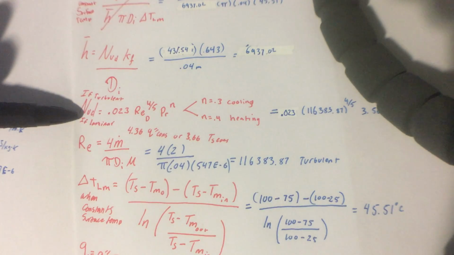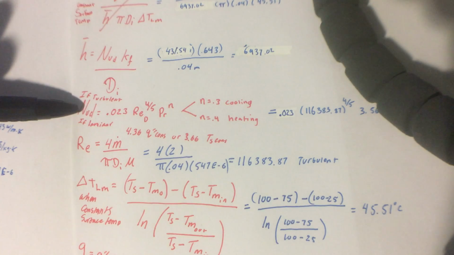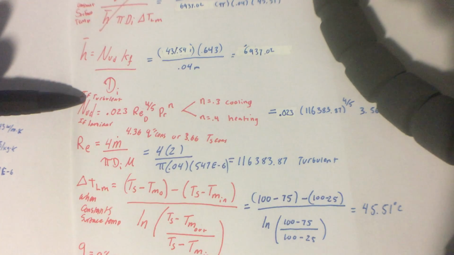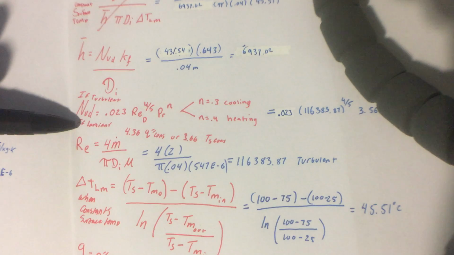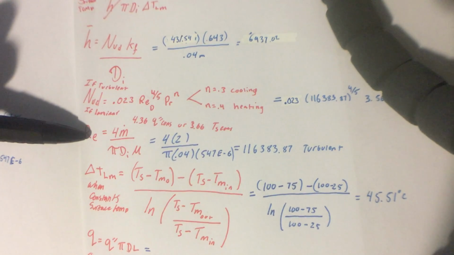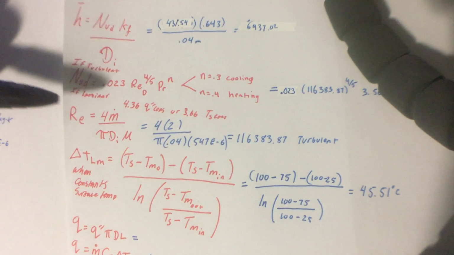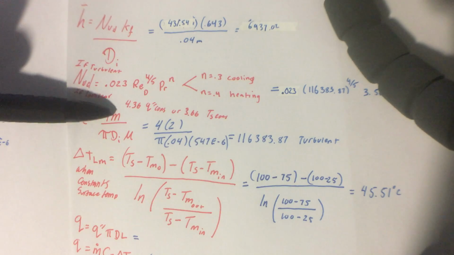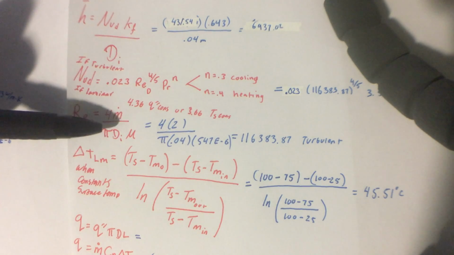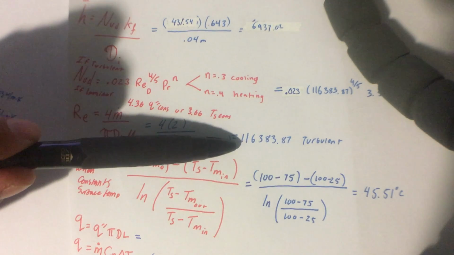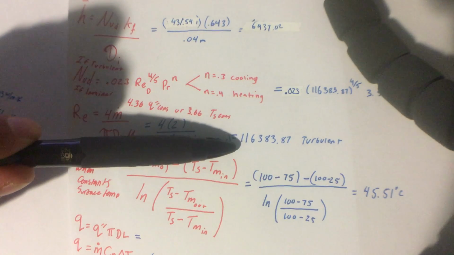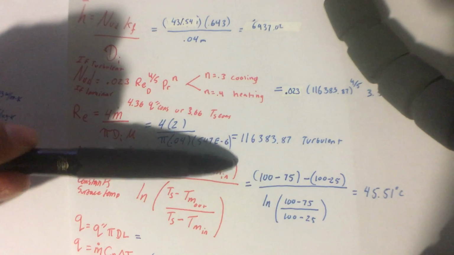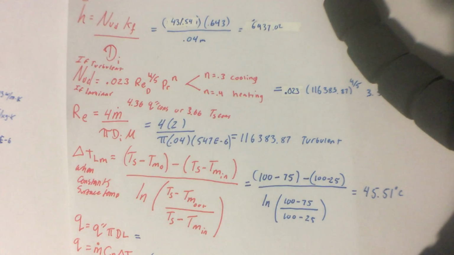So then we plug into the Nusselt number. For the Nusselt number, we need to determine if it's turbulent or laminar. To determine that, we need to plug into the Reynolds number equation, which requires values that we all have now. It gives us a Reynolds number of 116,383, which is over 10,000, over 2,300. So that means it's turbulent.